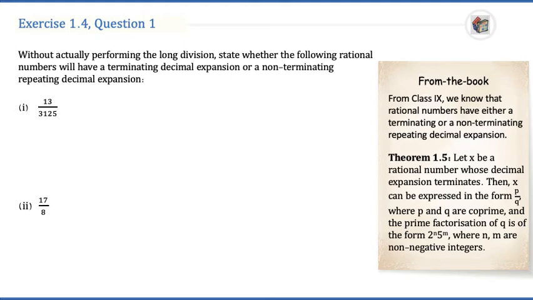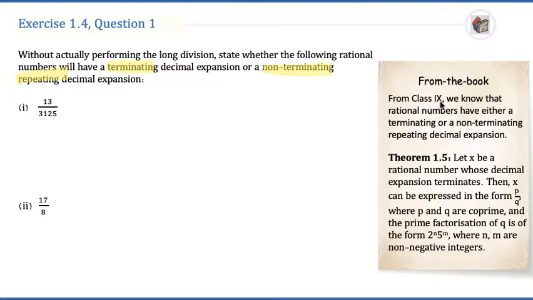Exercise 1.4, question 1. Without actually performing the long division, state whether the following rational numbers will have a terminating decimal expansion or a non-terminating repeating decimal expansion. Now, what is all of this about? Let's talk about what we see here in a page from your book.